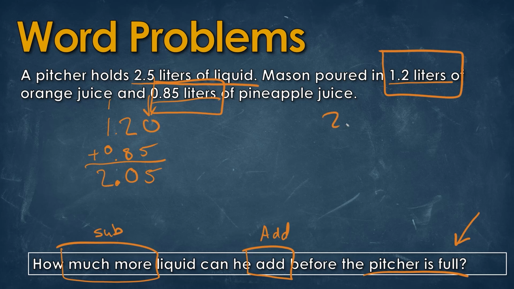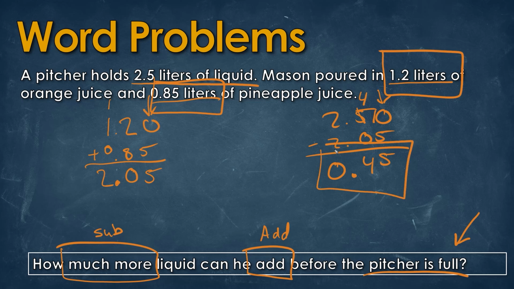Now it says that there's a total of 2.5 liters in that original pitcher, so we're going to subtract by how much we've already filled it by. We'll add the 0 in. Subtracting this, we'll have 0 minus 5, which we can't do, so we're going to borrow from this 5, so that'll be 4. And then we have 10. 10 minus 5 will be 5. 4 minus 0 will be 4. 2 minus 2 will be 0. And we'll add that decimal point in. So it looks like he needs to add 0.45 liters of liquid to fill it up.